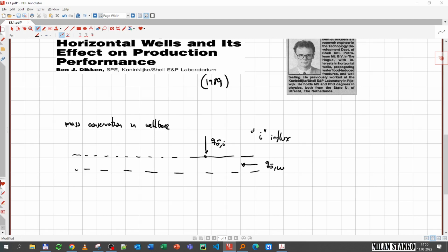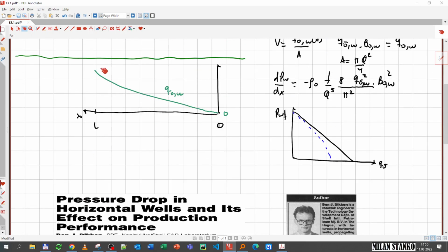If I apply mass conservation in the wellbore, I end up with the following equation: the variation in the mass of the oil being transported in the wellbore is simply equal to how much is going to come from the formation. That makes sense intuitively: if this number is coming in, then this one is going to increase. If I have influx from the formation, then this one is going to get bigger and bigger with distance, just like what we express here.